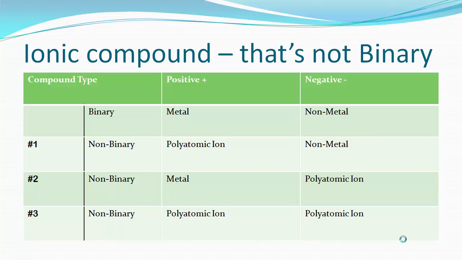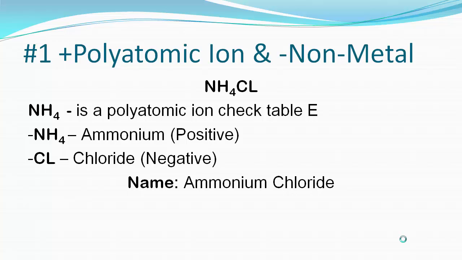Number 1 is when you have a positive polyatomic ion and a negative non-metal. You could check on table E whether a polyatomic ion is positive or negative. The next one is a positive metal and a negative polyatomic ion, and the third one is a positive polyatomic ion and a negative polyatomic ion. So, 2 polyatomic ions.